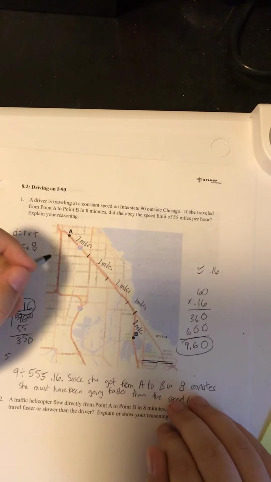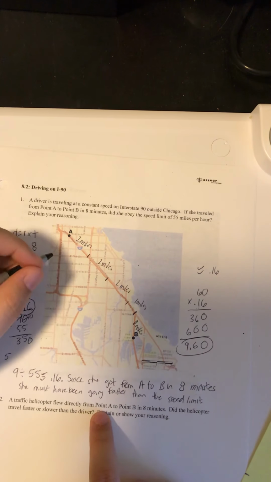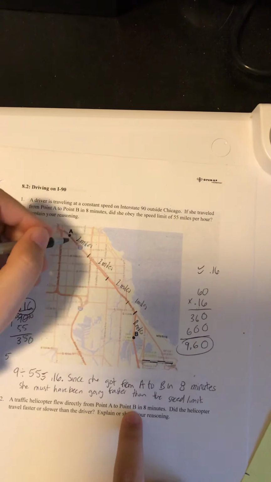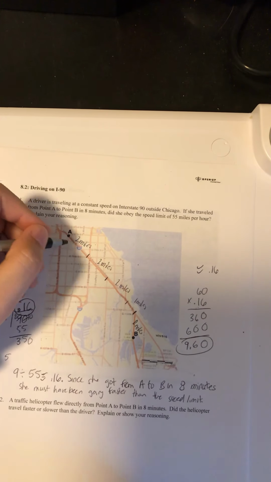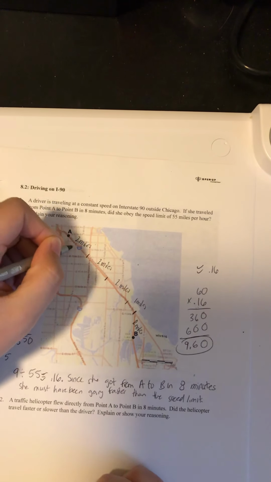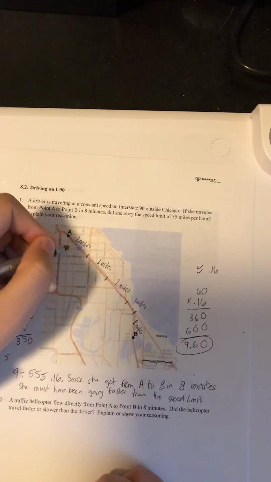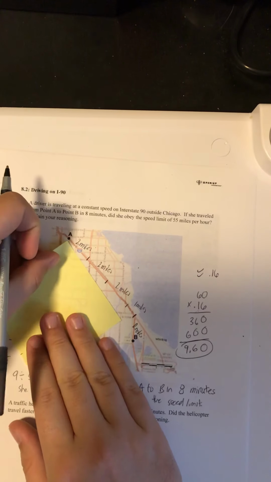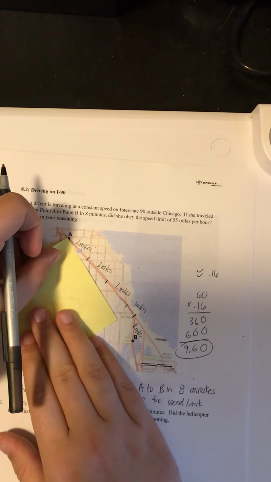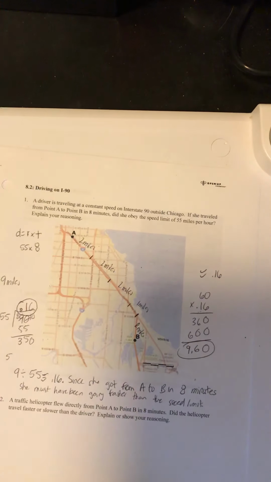It says a traffic helicopter flew directly from point A to point B in 8 minutes. So the helicopter doesn't have to follow the road. Did the helicopter travel faster or slower than the driver? Explain your reasoning. Well, if the helicopter's moving in a straight shot and it doesn't have to make those turns, the distance between those 2 points would be smaller, right? So I'm going to get my straight edge real quick to show you what I'm talking about. I should have had this out previously.